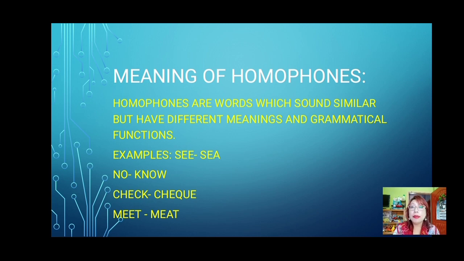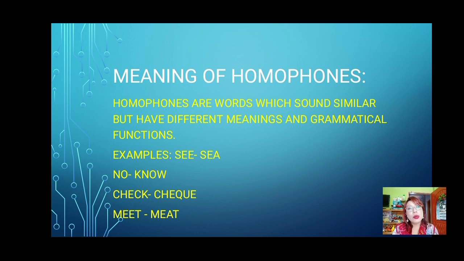See, S-E-E, means to have an eye, to see somebody, whereas sea, S-E-A, means an ocean. The next example you can see is no, N-O, and know, K-N-O-W. They have different meanings and different grammatical uses, but the pronunciation of the word is the same. Similar is the case with check. Please check my homework, ma'am. The other word, the homophone of this word, is cheque. I got a cheque of 10,000 rupees, right?